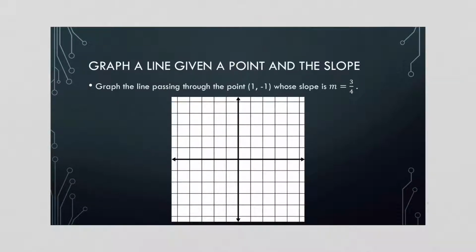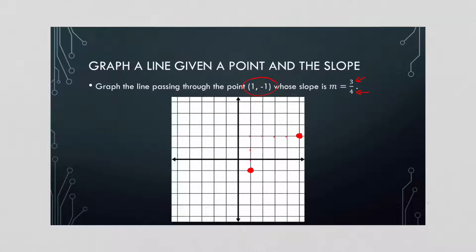Okay, on this problem we're going to graph the line passing through the point 1, negative 1, whose slope is m equals 3/4. So the first thing I want to do is I want to plot that point right there. 1, negative 1, that means right 1, down 1. So I'm going to go right there and put a dot. From that dot, I'm going to go up 3, right 4. 1, 2, 3, 1, 2, 3, 4.